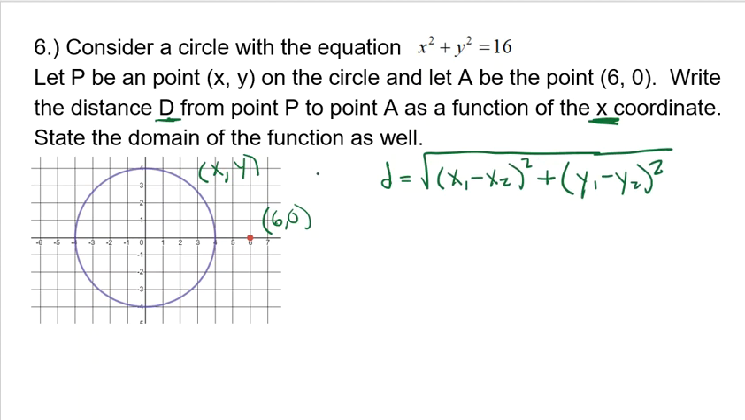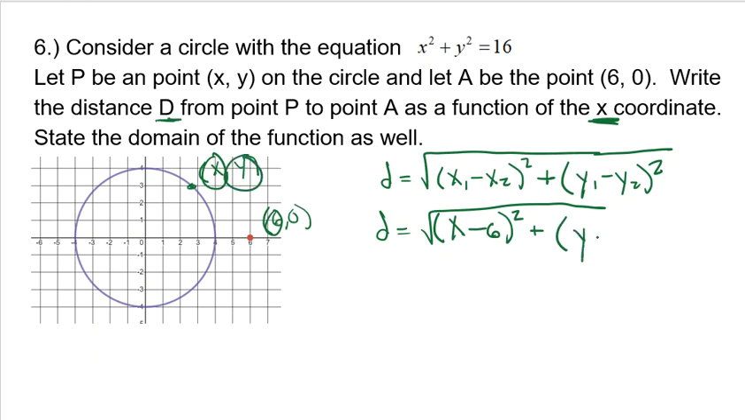So here's what I want to do. I want to find the distance between a random point, x comma y, any point on this circle, and the specific point, 6 comma 0. So let's start filling in the blanks. The x-coordinate here is x, minus the x-coordinate here, which is 6, and then that needs to be squared. Okay, that's pretty easy. Plus, now we're going to do the y-coordinate here, minus the y-coordinate here of 0, squared. Okay, so far so good.